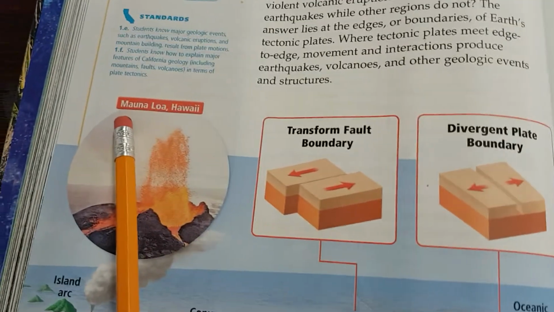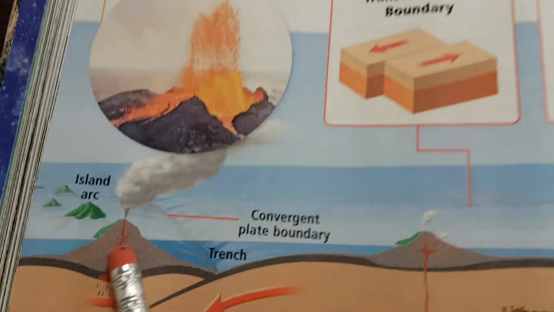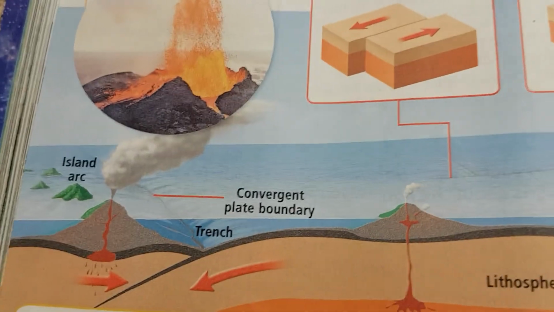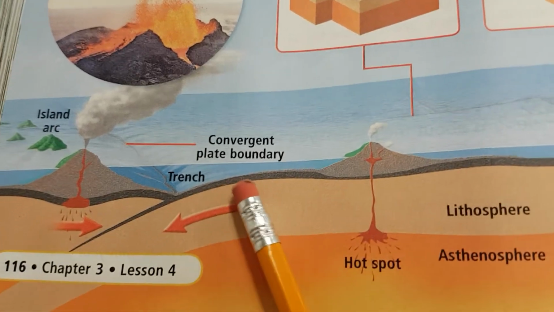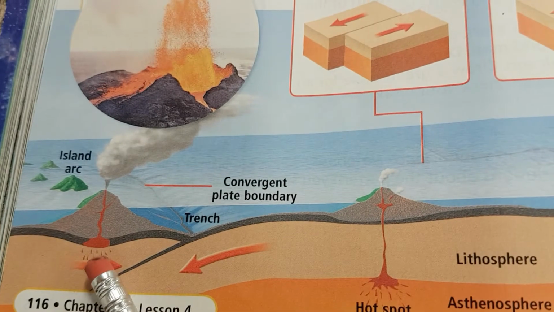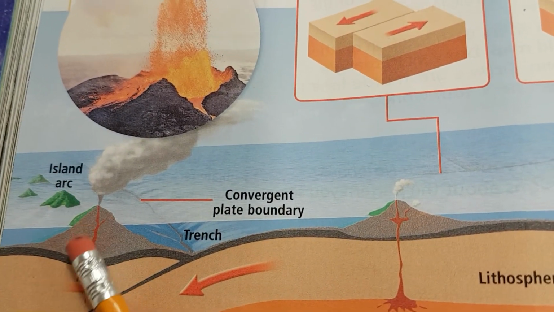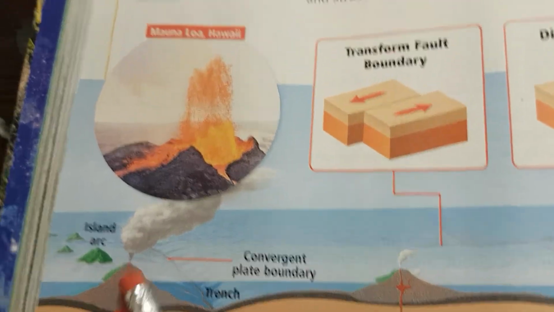Okay, Mauna Loa, Hawaii. So Hawaii is a very famous volcano, and it kind of looks like these islands. Basically what happens is all this stuff gets forced underneath. All this pressure causes a lot of heat, which causes the rock to melt and turn into magma, and it rises, and eventually it can explode out the top in a volcano.